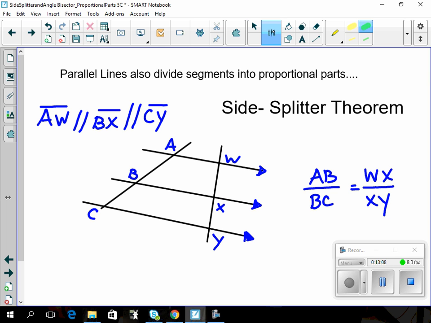In other words, the left over the left is equal to the right over the right. That's all. Just kind of, it's similar to the angle bisector thing. Do you agree? Left over left, right over right. So here's the example. By the way, you have to have parallel lines. It doesn't work unless they're parallel. Okay? That's important. So let's look at this example.